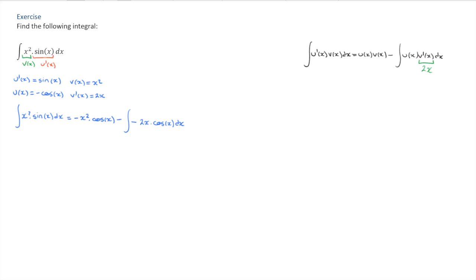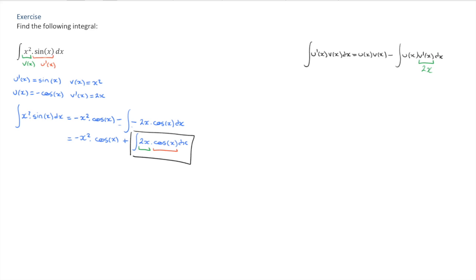We can tidy this up a little, getting rid of these two negatives here, and we write this as negative x squared times cosine of x plus the integral of 2x times cosine of x. Now we see that this second integral is again a product of two functions, 2x and cosine of x. So once more, we decide to use integration by parts again.